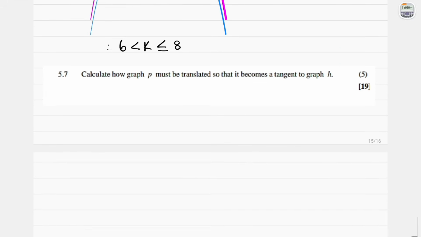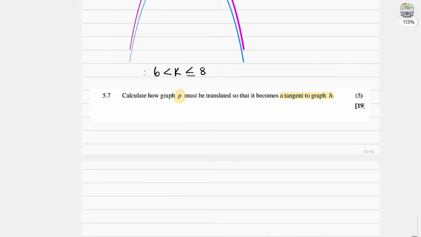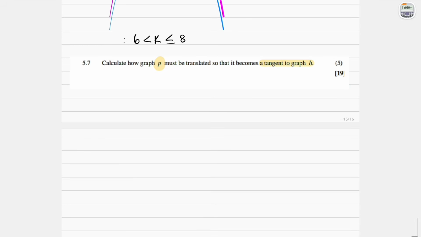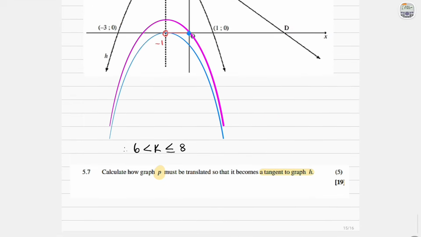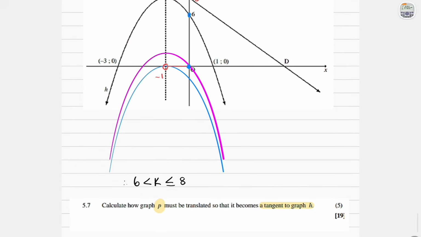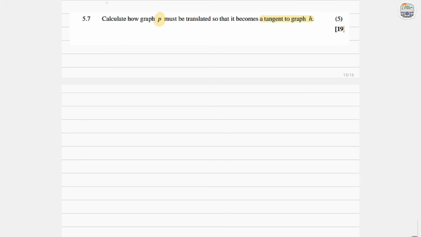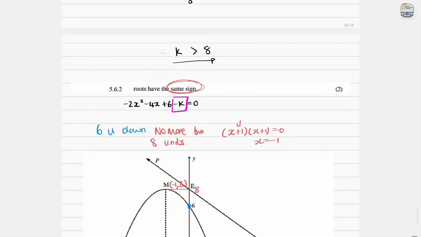Question 5.7 says, calculate how graph P must be translated. So P, the straight line, must be translated so that it becomes a tangent to H. This question, if it was asked in grade 12, would be so easy to answer because you can use rules in calculus to find this. But in grade 11, you need to think about it carefully and use the rules of grade 11. I don't want to introduce any concept that will confuse you, because then it's not going to make sense. It's going to be grade 12 work really.